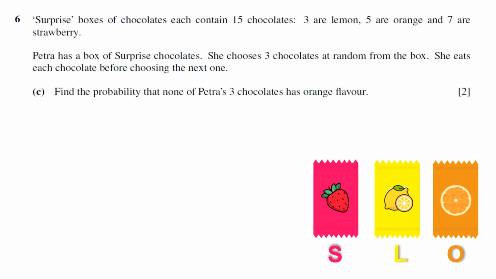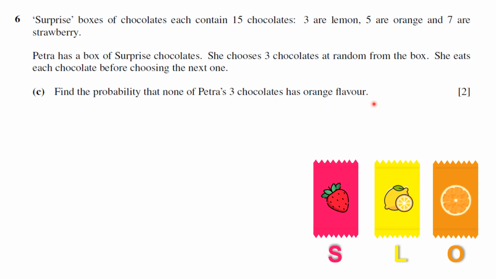On to question 6c. It says Petra has a box of surprise chocolates. She chooses 3 chocolates at random from the box. She eats each chocolate before choosing the next one. Find the probability that none of Petra's 3 chocolates has orange flavor.